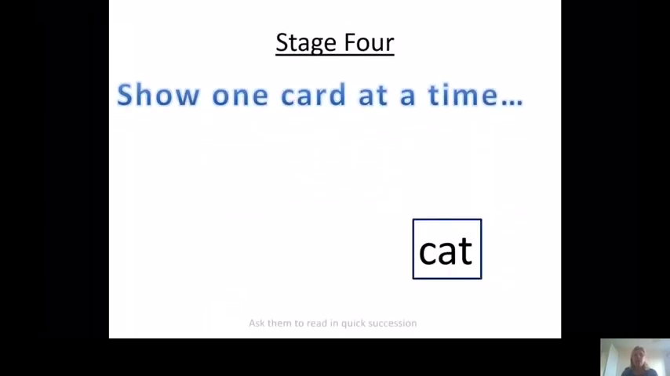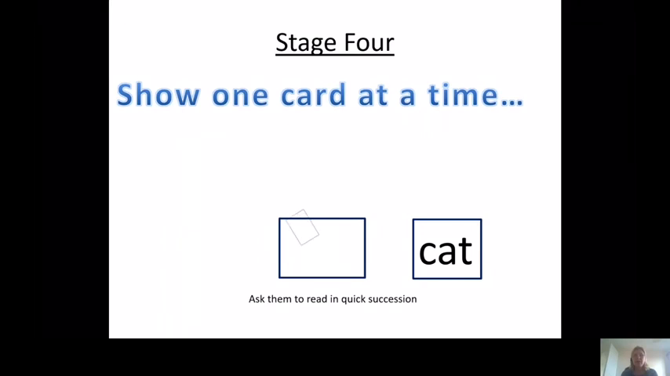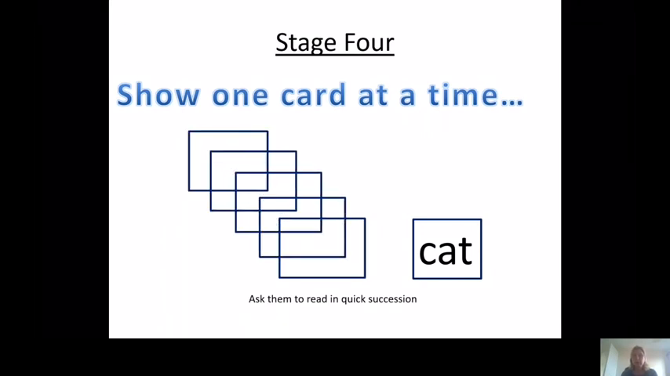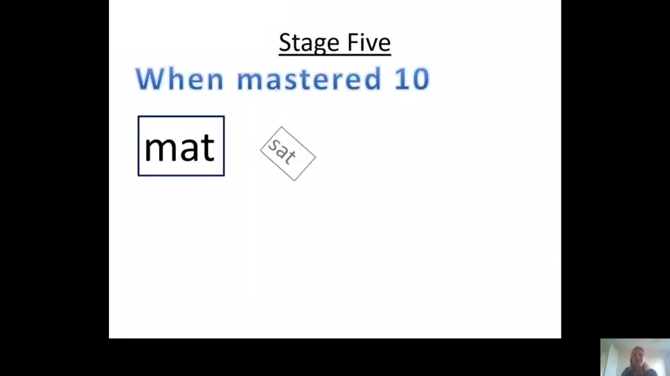Stage 4 is show 1 card at a time. Ask them to read it in quick succession. So in a flashcard format. What does each one say? Cat, mat, hat, bat. Stage 5 is when they've mastered 10 of something.